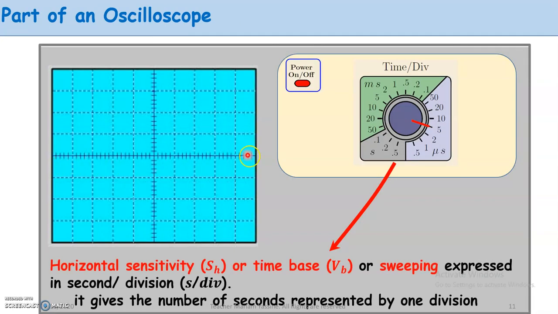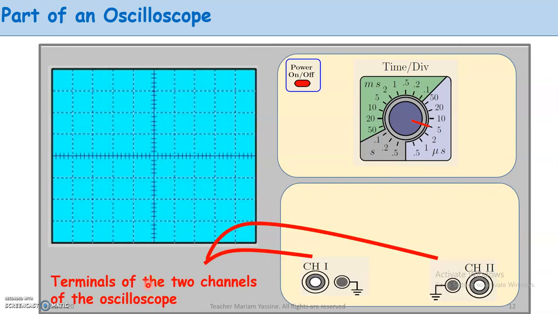The scale on the x-axis, meaning the axis of time, is called horizontal sensitivity, time base, or sweeping. It gives us an idea of how many seconds each division on the x-axis contains. The unit is second per division. Note that we have two channels on the oscilloscope. What do I mean by channels?